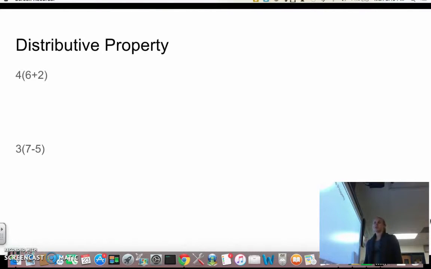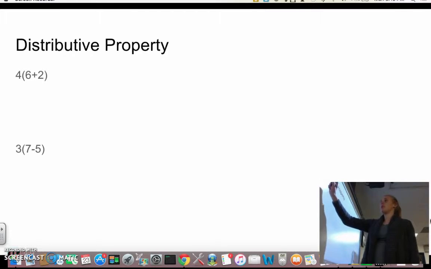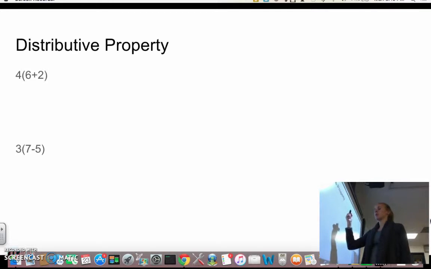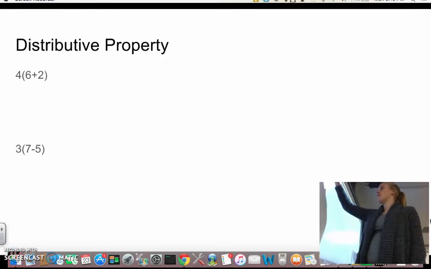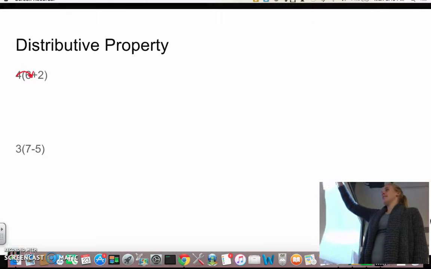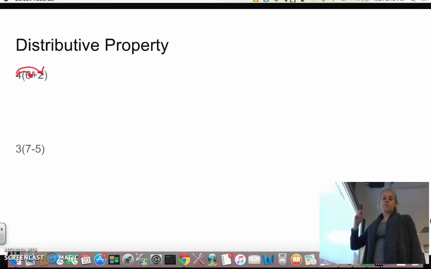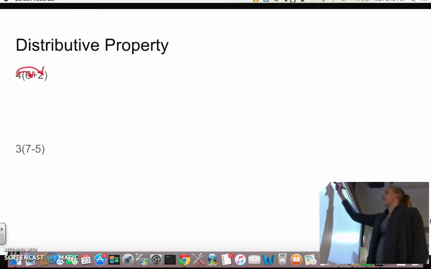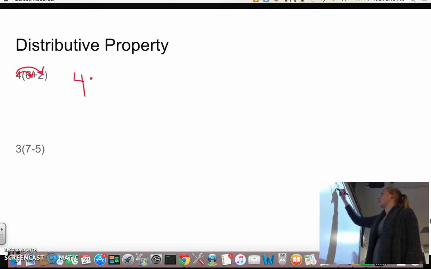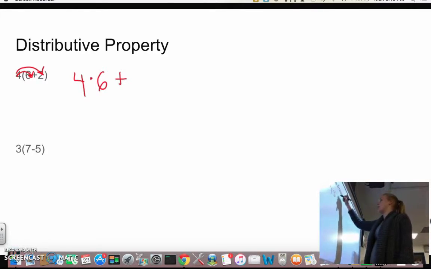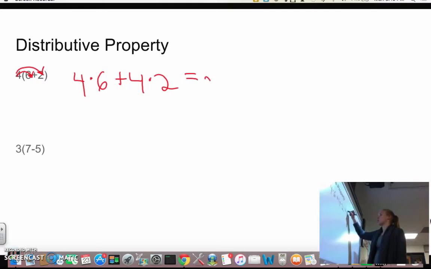All right, so today we are learning about the distributive property. That means that we're going to take each item inside the parentheses and multiply it by what's outside of the parentheses. So we will take 4 times 6 and 4 times 2. So that'll give us 4 times 6 plus 4 times 2, which should give us 24 plus 8, which will be 32.